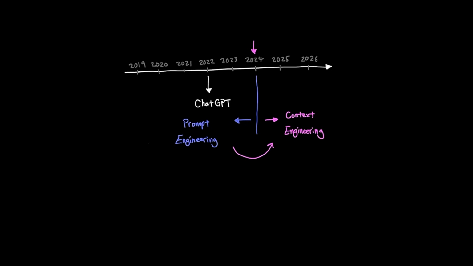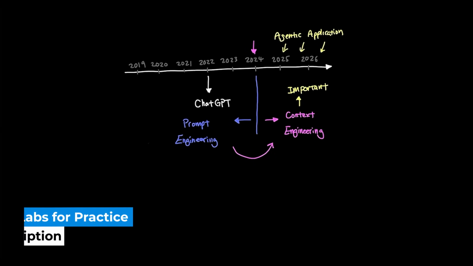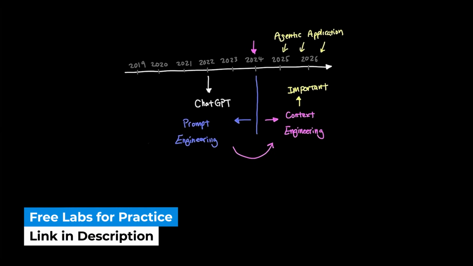Going forward, context engineering is going to be one of the most important techniques as AI and agentic applications start to dominate. So learning about how to manage context is extremely important.